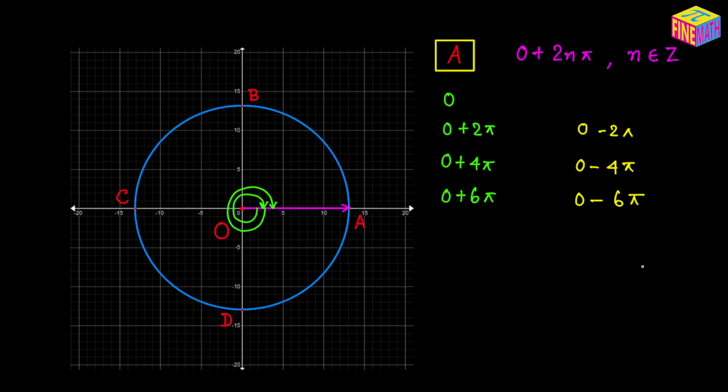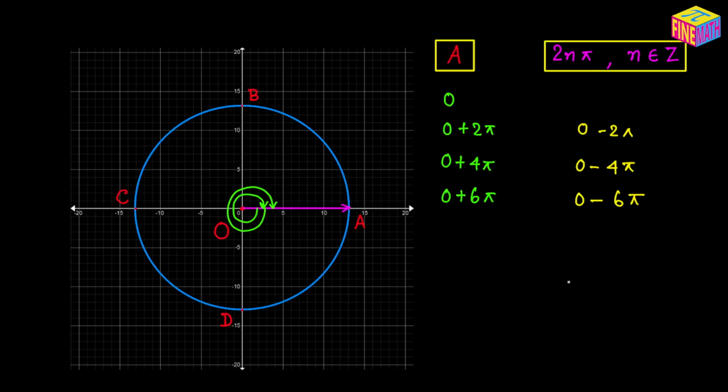So whether n is 0 or positive 1 or negative 1 or positive 2 or negative 2 does not matter. We will always get an even multiple of pi, and if we want to write it in a simpler form, we can write it like this. We can simply remove the 0 and we can say, well, when the terminal ray is at the position A, which means the terminal ray is OA, at that position the angle that it makes with the positive side of x-axis would be 2n pi. And that's a very important information. We need to make a note of this and I'm going to highlight it.